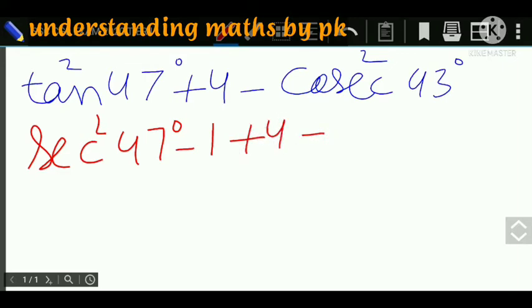we can write this cosec 43 can be written as cosec 90 degree minus 47 degree. So that will come sec 47 degree. So accordingly cosec square 43 degree can be written as sec square 47 degree.